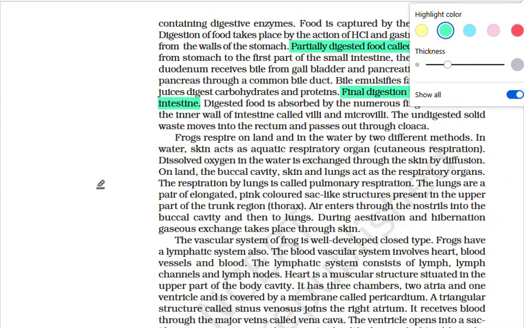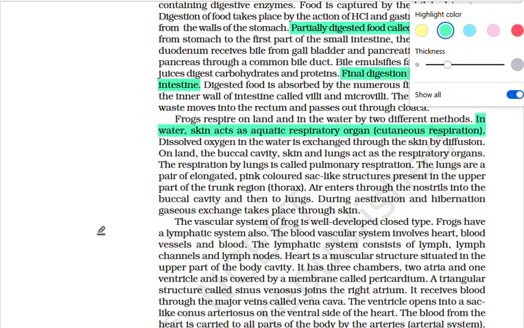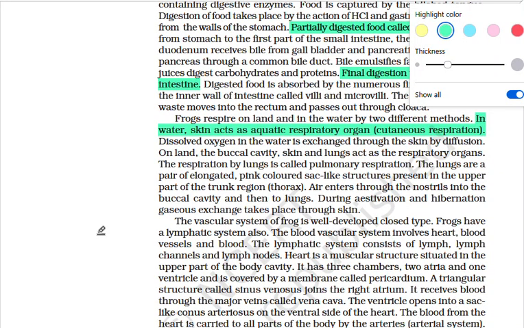Frogs respire on land and in water by two different methods. In water, skin acts as an aquatic respiratory organ, also known as cutaneous respiration. So, important line again. You have to remember that in water, frogs can only respire through skin. That's also known as cutaneous respiration. Dissolved oxygen in the water is exchanged through the skin by diffusion.